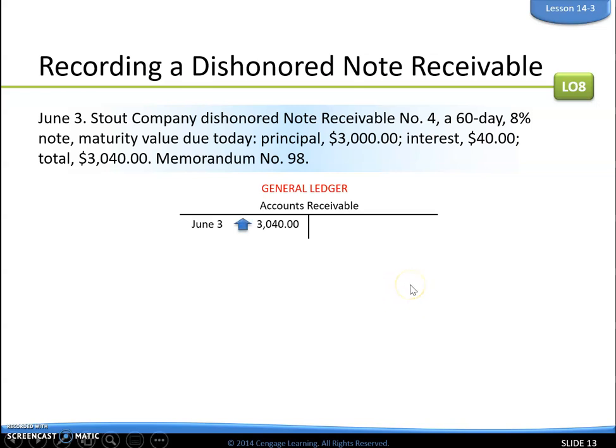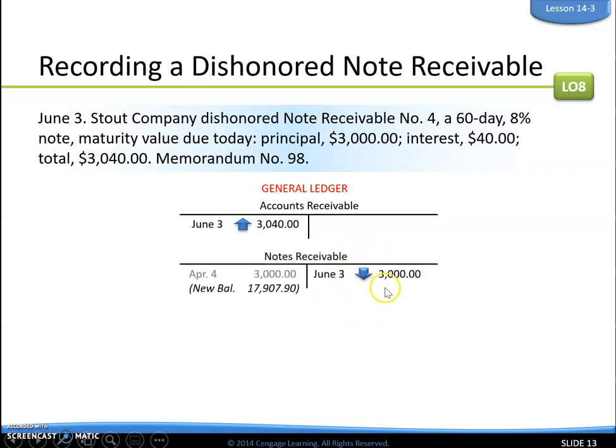What we're going to do is, remember initially when we got that note, we had moved it from accounts receivable to notes receivable. Now we're going to do the exact opposite. We're going to take it from notes receivable, and now we're going to move it to accounts receivable, showing that they owe us money in their account. So we're going to debit accounts receivable for the total amount that they owe us, including that interest. We're going to credit notes receivable, so we're getting rid of that notes receivable for the principal amount.